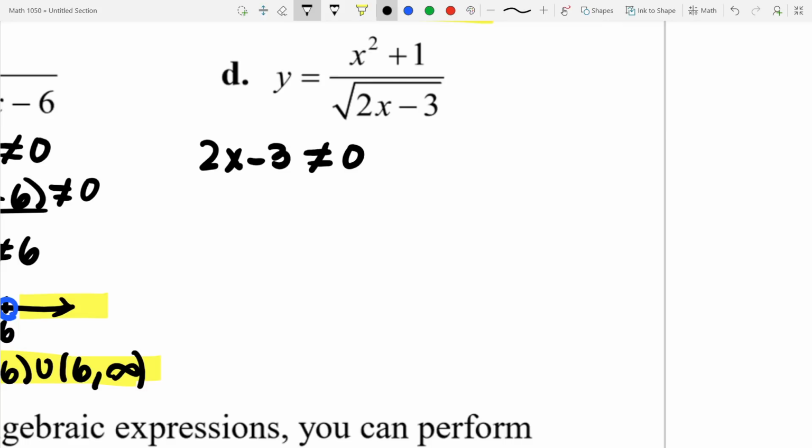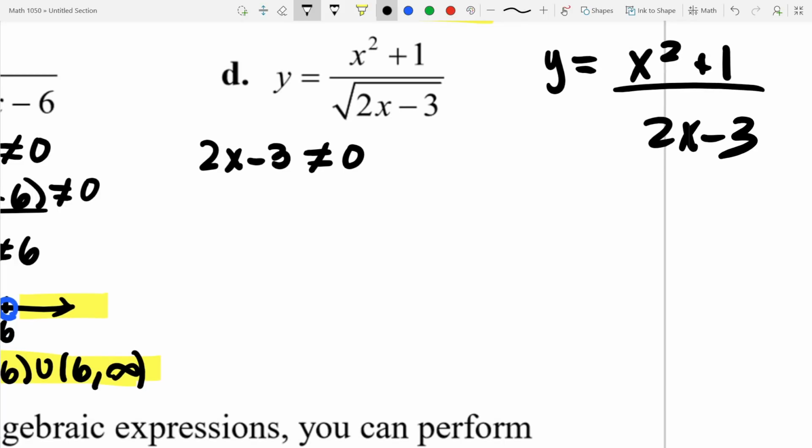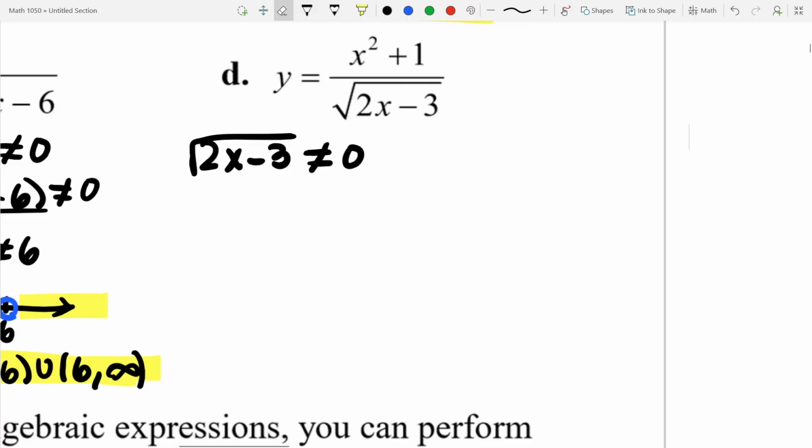That is not the correct statement. What's wrong with that statement? That would be the right statement if this were your problem. The 2x minus 3 is not what's on the bottom. What's on the bottom? The square root of 2x minus 3. Okay, so be careful. Just because you have a fraction with an x on the bottom doesn't mean you also don't have an even root. You might have both.